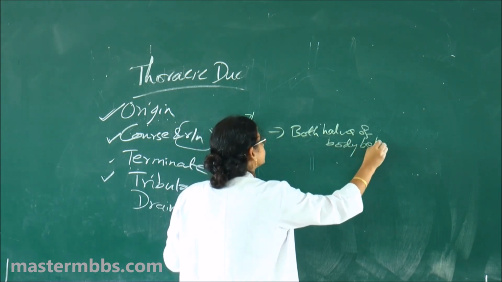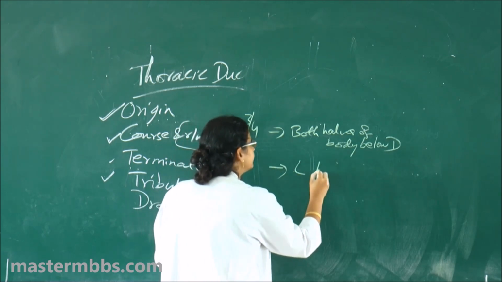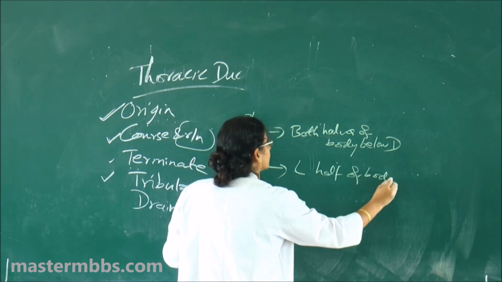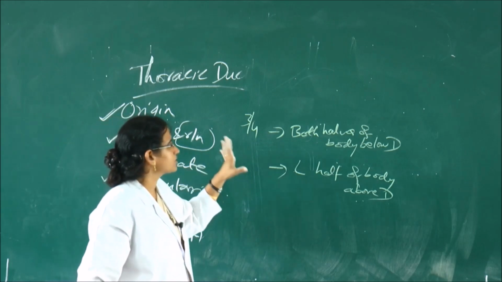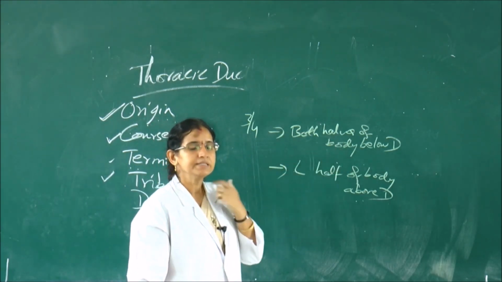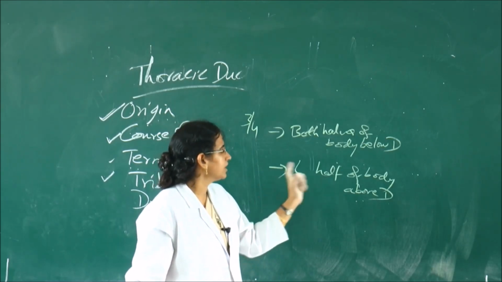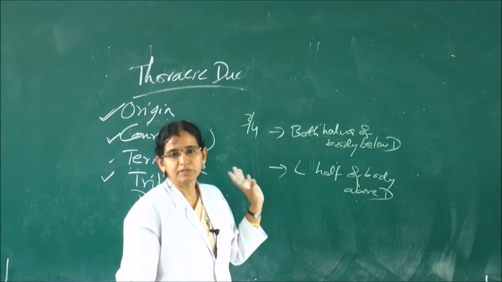below diaphragm, and it drains left half of body above diaphragm. So what is the approximate area of drainage? Both halves of the body below diaphragm, and it is terminating on the left side, root of the neck on the left side. So left half of the body above diaphragm. So 3/4 of the body is drained by thoracic duct.